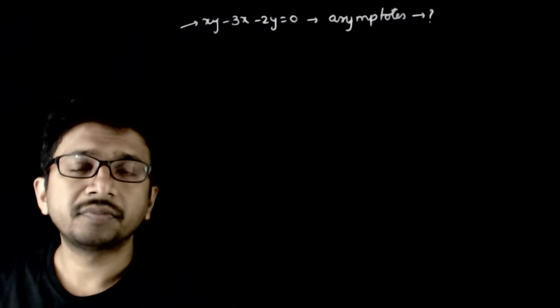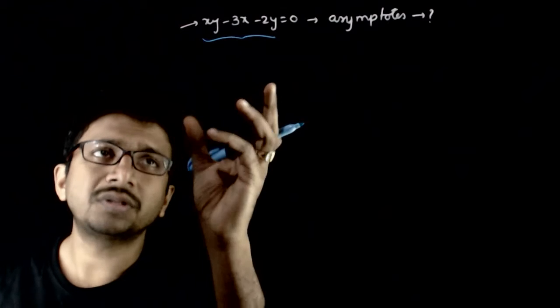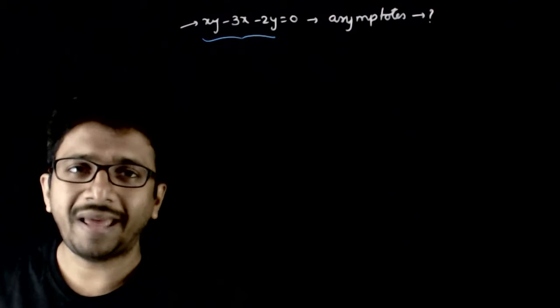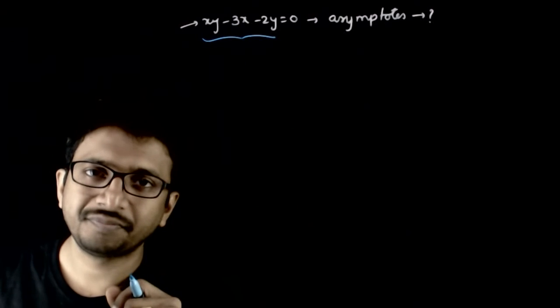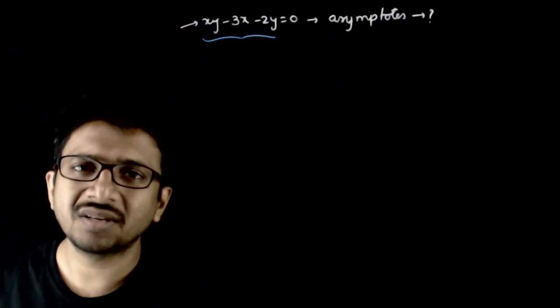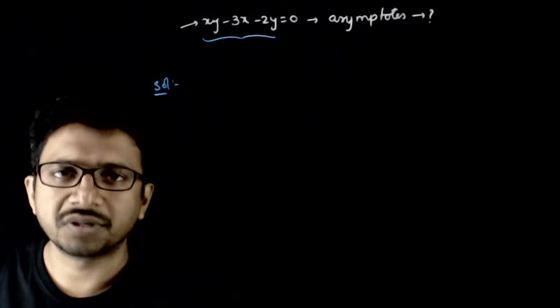So welcome students. In this question you are asked to find the asymptotes of the hyperbola xy minus 3x minus 2y is equal to 0. So what are the asymptotes of this hyperbola? What is the logic that we use?